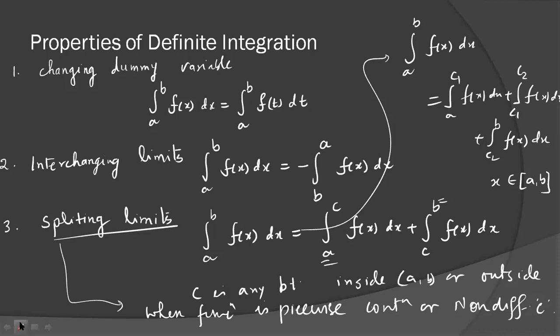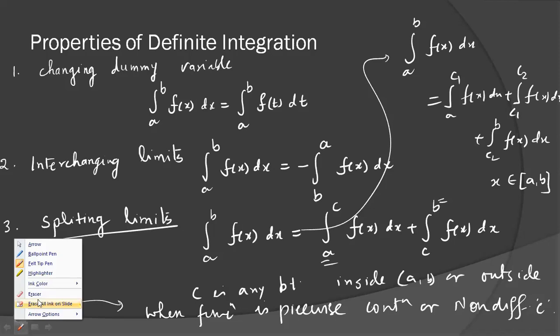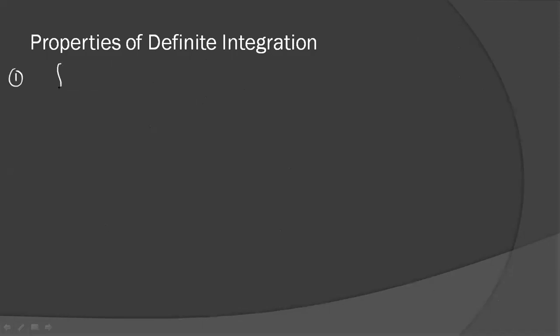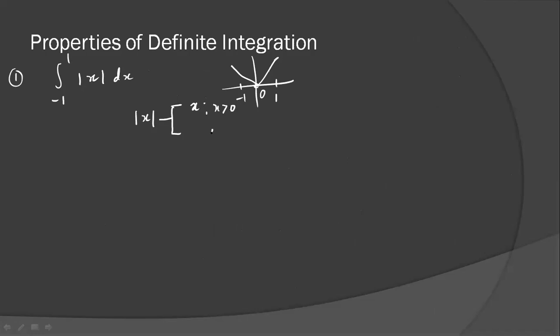Let's see one example based on these properties. Suppose we have integral from minus 1 to 1 of mod x dx. If we draw the graph of mod x in the interval minus 1 to 1, at x equal to 0 this function is not differentiable. And second, mod x is changing its value in this interval. It is x when x is greater than 0. It is minus x when x is less than or equal to 0. It means 0 belongs to the interval minus 1 to 1 also.